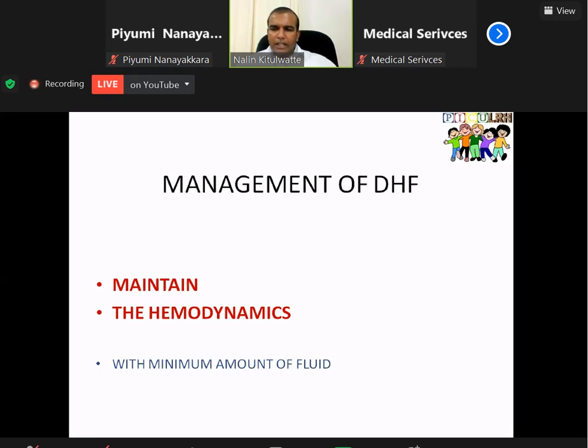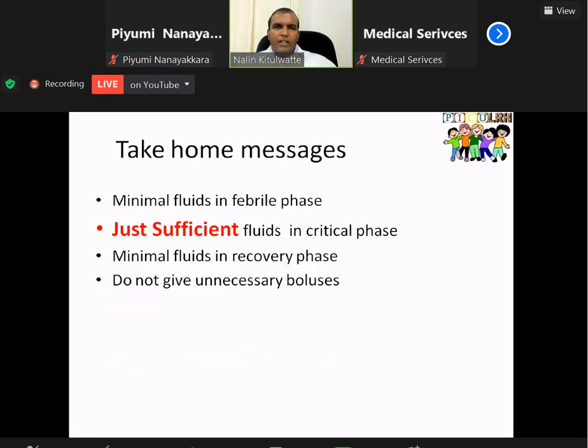The case. That you have to understand. Right. So this is the take-home message. So we are trying to give minimum fluid in febrile phase. These phases, of course, we are going to elaborate in a minute. Just sufficient fluid in critical phase. Again, minimum fluid in recovery phase, but don't give unnecessary boluses. So these are the summary in this lecture.